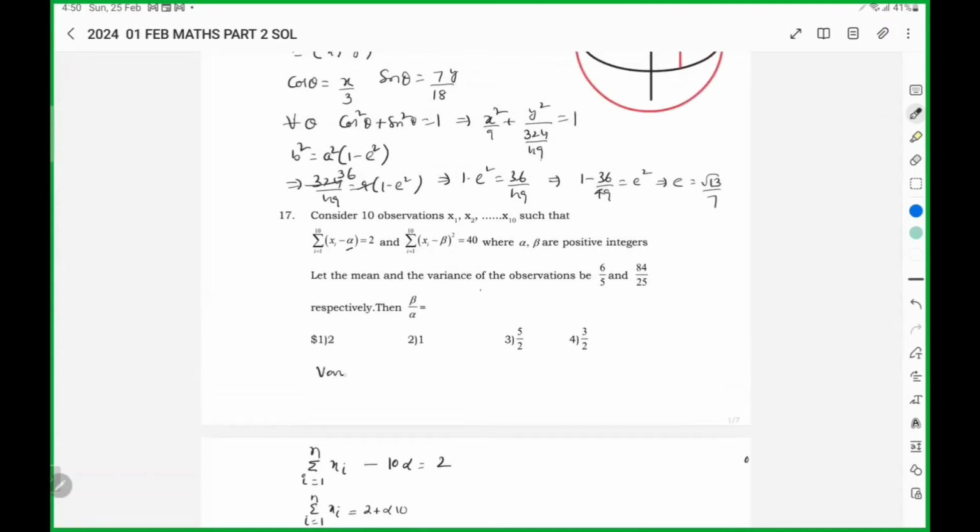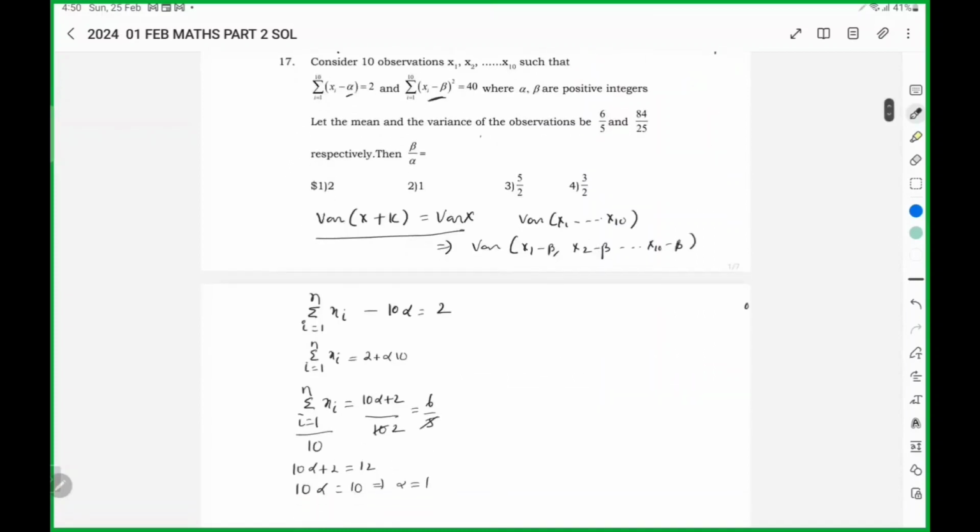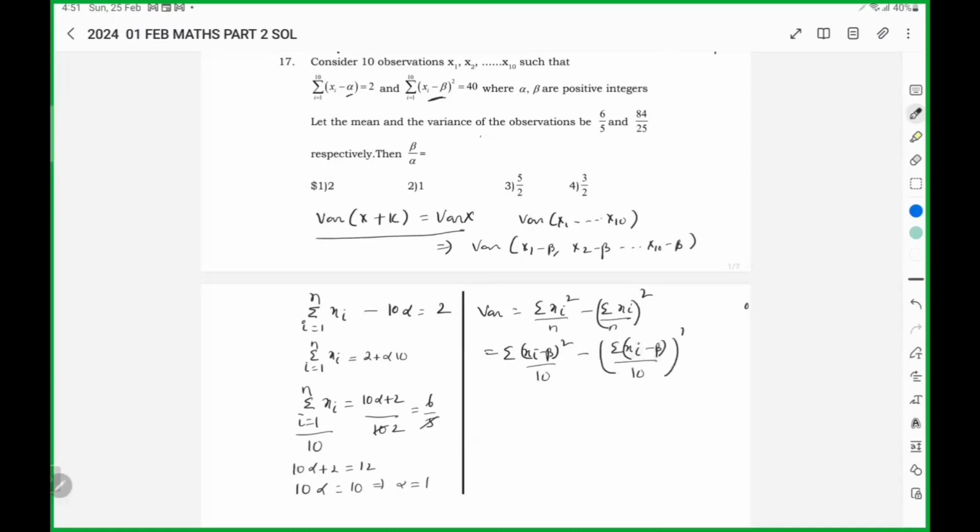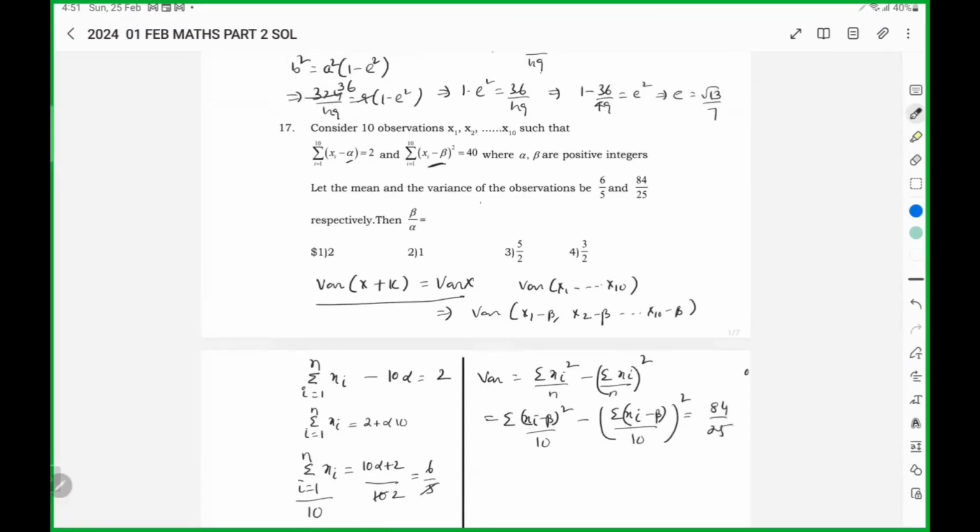And variance of x plus k is variance of x. So by adding any constant, the variance of x1 to x10 is the same as the variance of x1 minus beta, x2 minus beta, up to x10 minus beta. So based on that, the variance formula is sigma xi square by n minus (sigma xi by n) whole square. So it is sigma (xi minus beta) whole square by 10 minus (sigma (xi minus beta) by 10) whole square, which is given as 84 by 25.